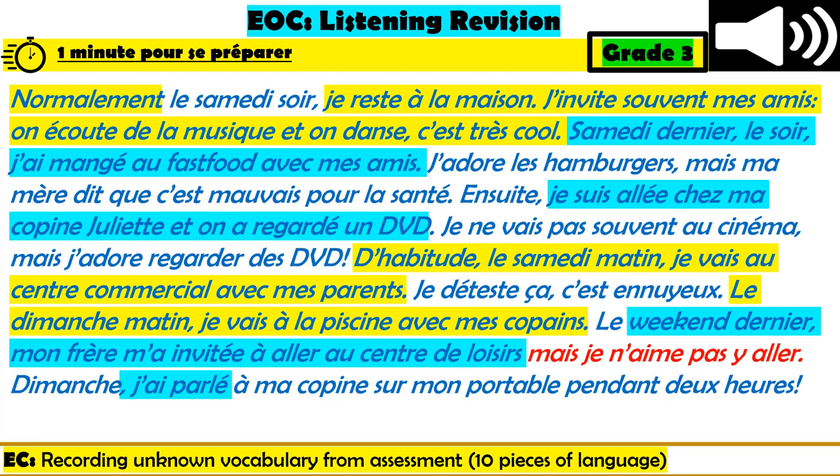Voilà. Right, guys, have another little look. Have a little look what I've highlighted. They're in the different tenses. Donc, jaune, c'est au présent. Et bleu, évidemment, c'est au passé. Samedi dernier. Alors, attention, ici, les mots en rouge. Mais je n'aime pas y aller. C'est un piège, mes petits. Donc, lisez-les.